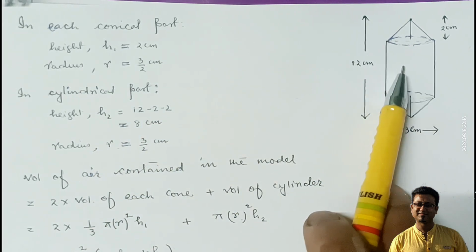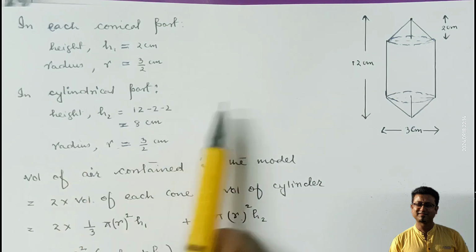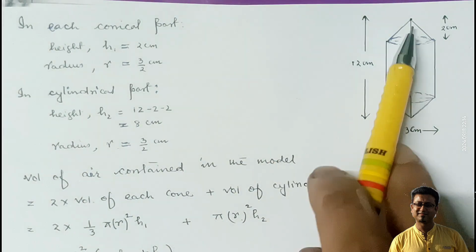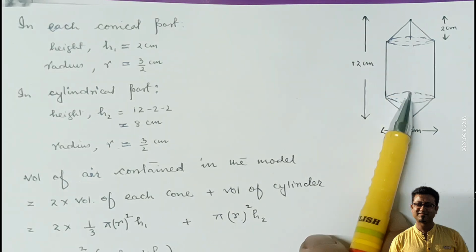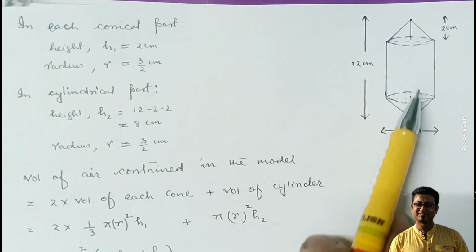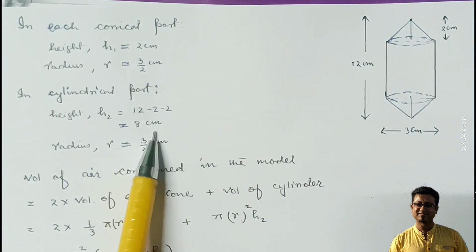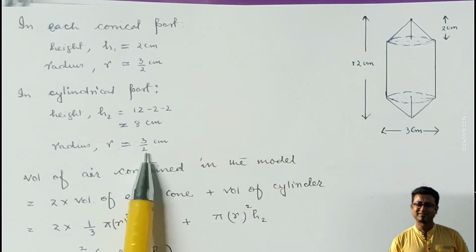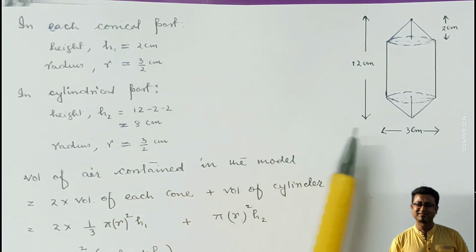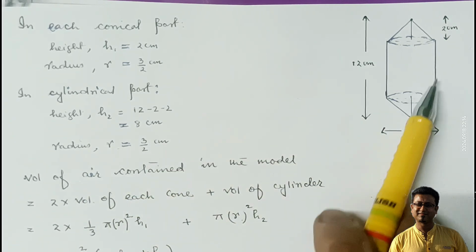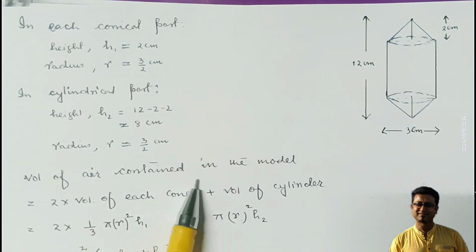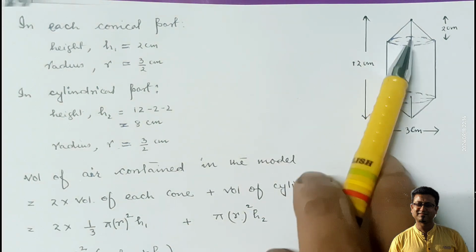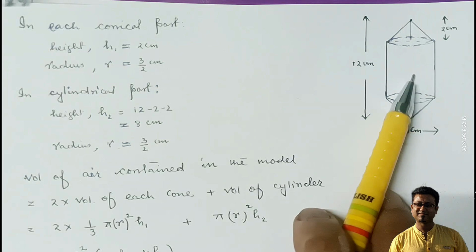In case of cylindrical part, height h2 will be, total height is 12. This part is 2, this part is also 2. So the height of the cylinder will be 12 minus 2, which will give 8 cm, and radius of the cylinder is also 3 by 2. Now we have to find the volume of air in this model. So for this, volume of air contained in the model will be twice volume of cone plus volume of cylinder.